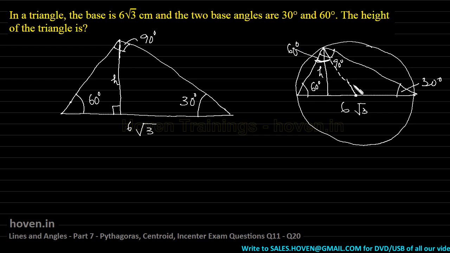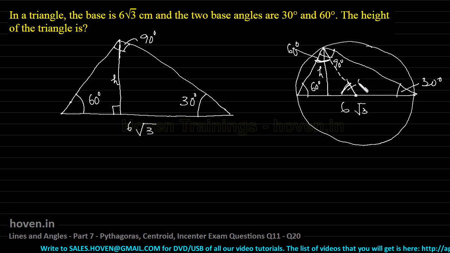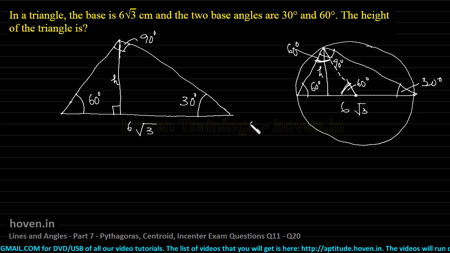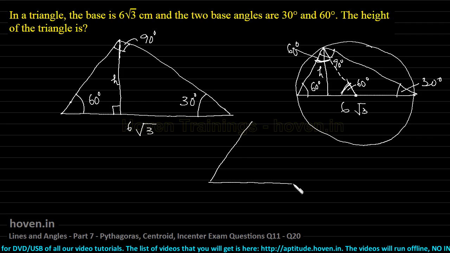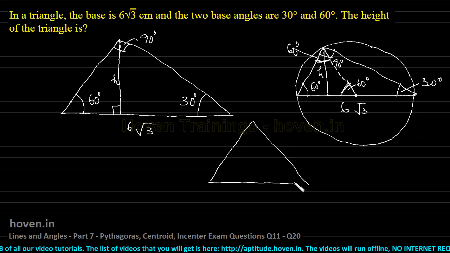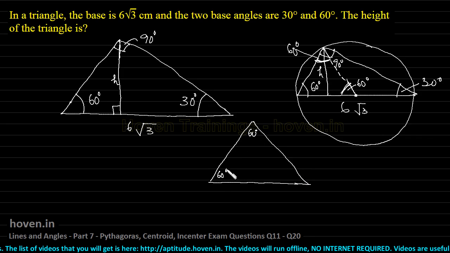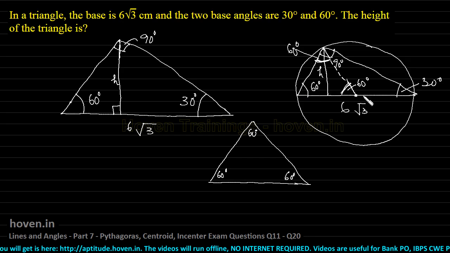Because this side is same as this side, and therefore this angle should also be 60 degrees. Now if two angles are 60, the third one obviously has to be 60 degrees. So what we have so far is, let me transfer this out to a third place. I have a story like this. This is 60, this is 60, and this is also 60, and the length of this side is now what?